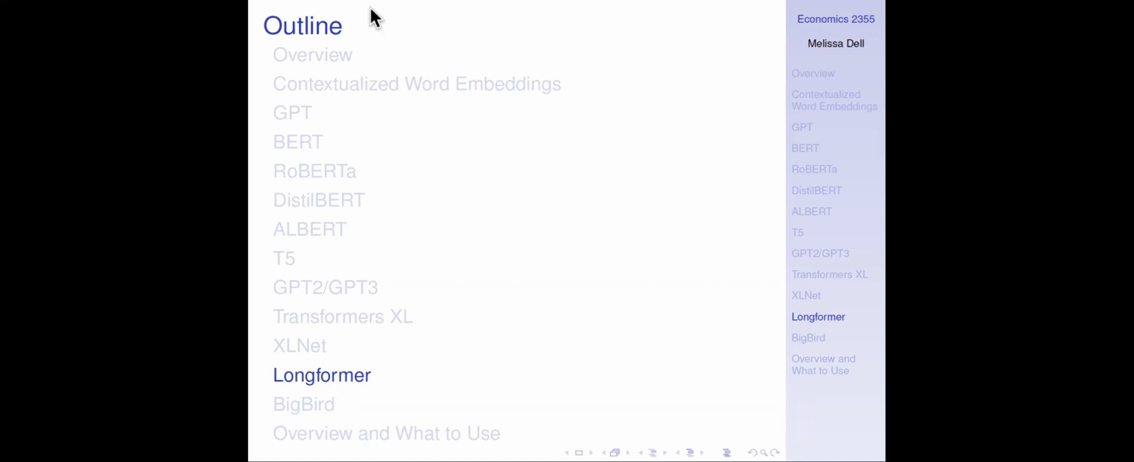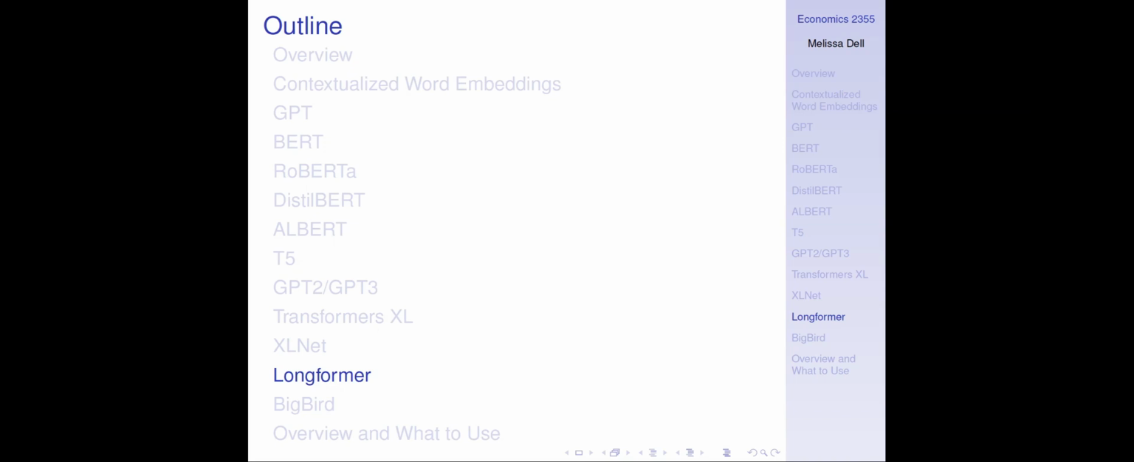Hey everyone, today we're going to pick up where we left off last Wednesday. If you recall, we were talking about language models, primarily language models based on the transformer architecture. And there were quite a lot of them. And so we're going to pick up where we left off and talk about models intended for long text.